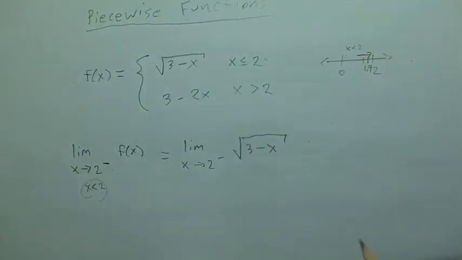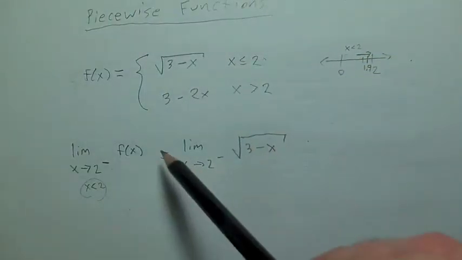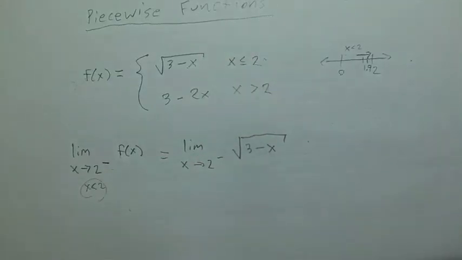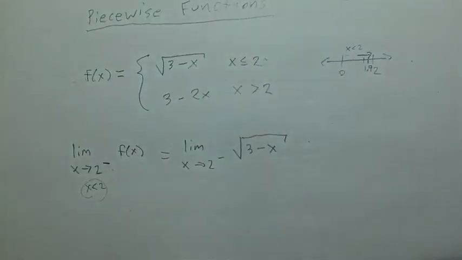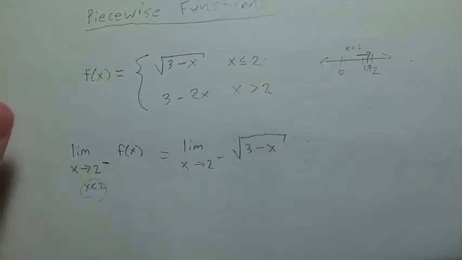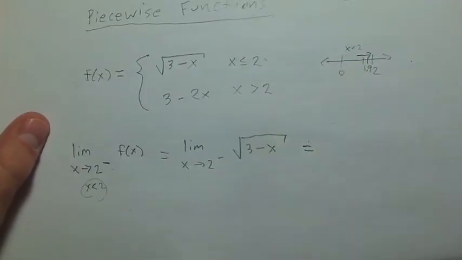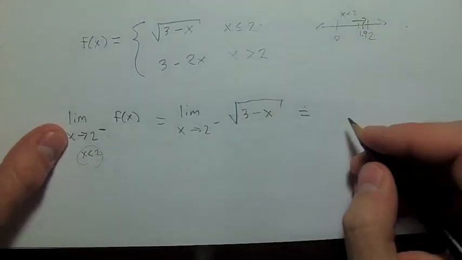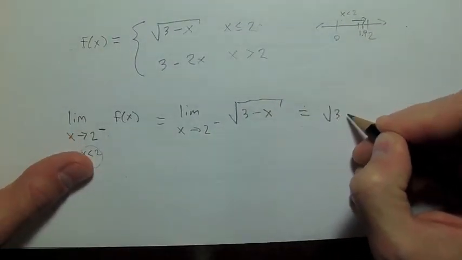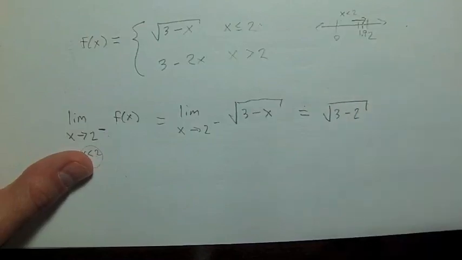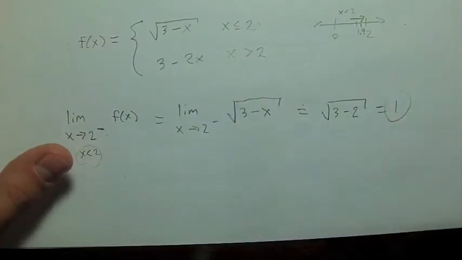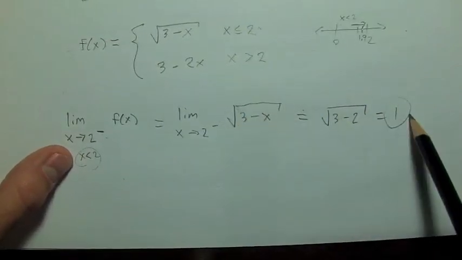Now, I do want this piece written, this and this. I want to know which piece you're choosing for each side. That's the important part here. Remember, the answer, the number at the end, isn't what's important. It's what you're actually doing. Okay? And so when we plug this in, this will be the square root of 3 minus 2, which is the square root of 1, so that comes out to be 1. And if you wanted to jump straight from here to here, you can.